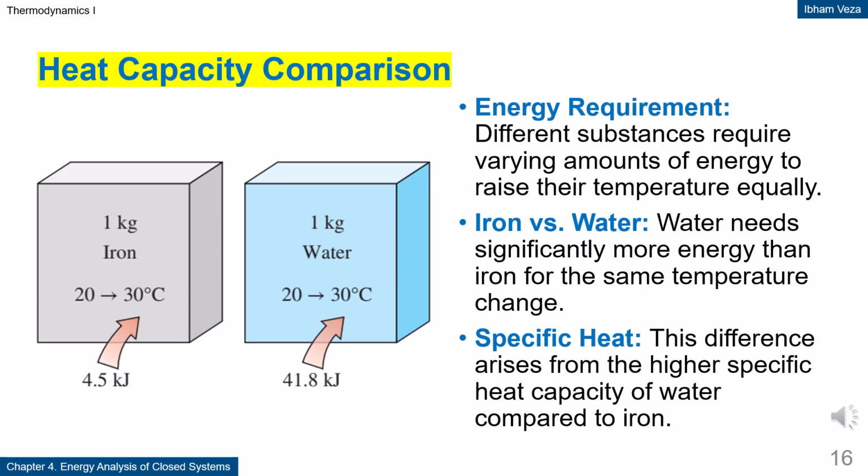Heat capacity comparison. Each substance requires a different amount of energy to raise its temperature by the same amount. Water needs much more energy than iron for the same temperature change. This difference is caused by the different specific heat values of the substances. This example shows that not all materials respond to heating in the same way. This concept is very important in heat transfer calculations.